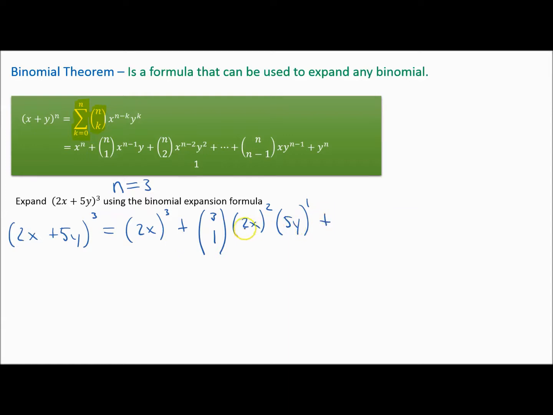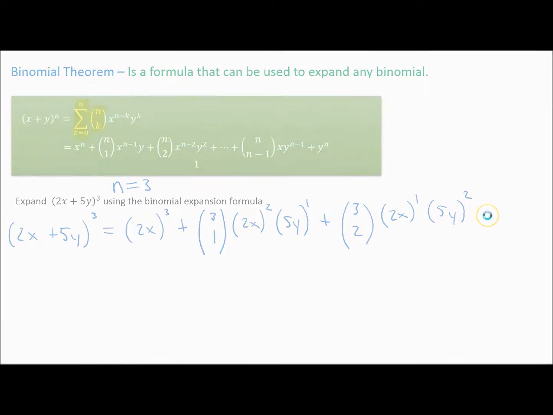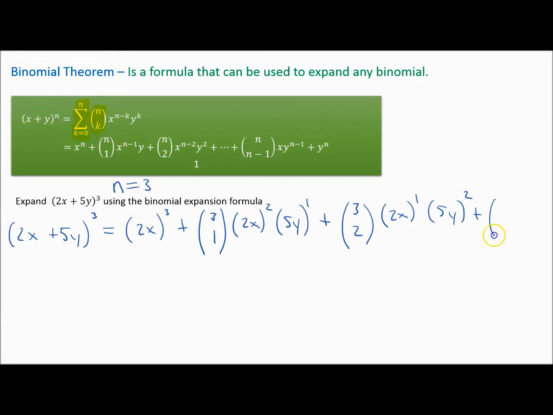Then you move on to your next binomial coefficient, which is going to be 3 choose 2. And then you count down on your first term, so if that's to the second, now it's to the first. And you count up on your second term, so 5y squared. And then finally, our last term is going to be 3 choose 3. And we have 2x to the 0, so it's not really there, and 5y to the third.